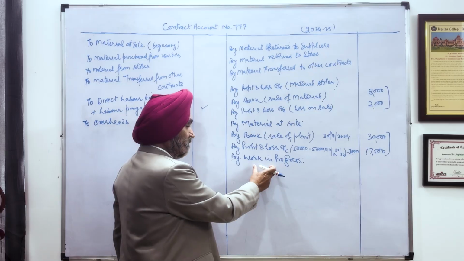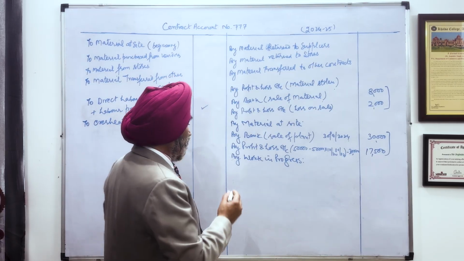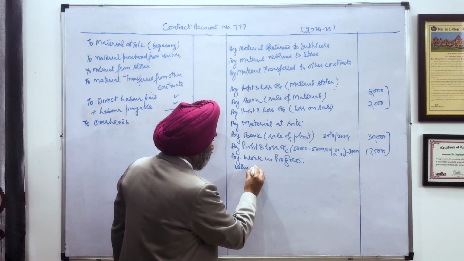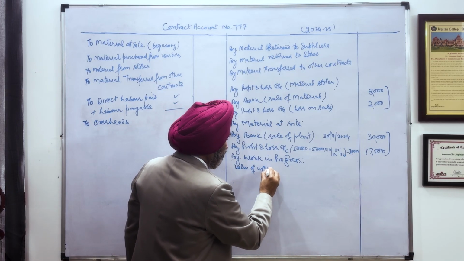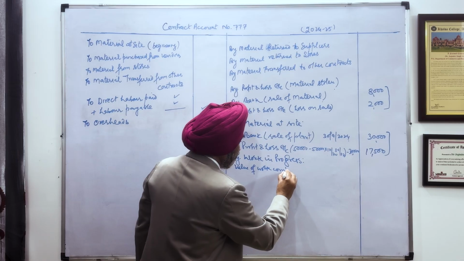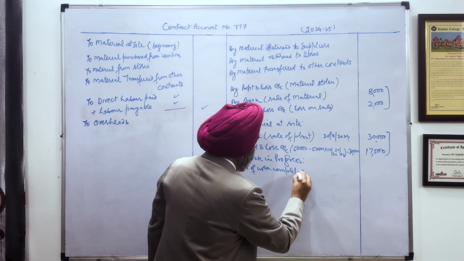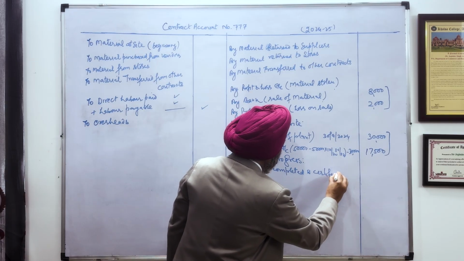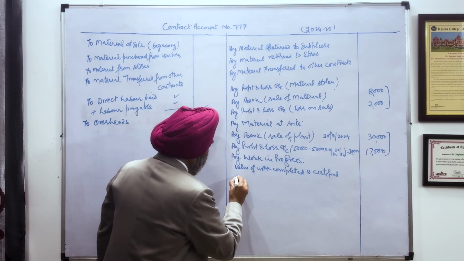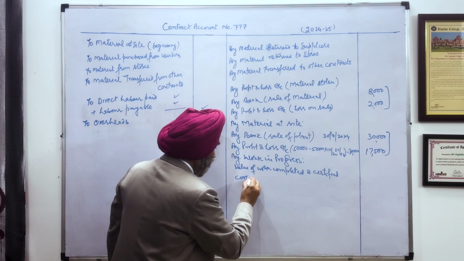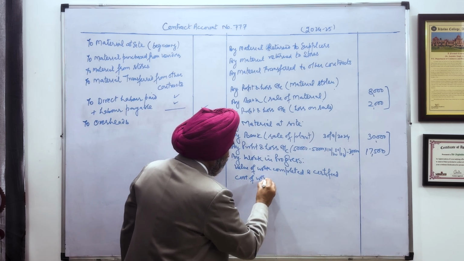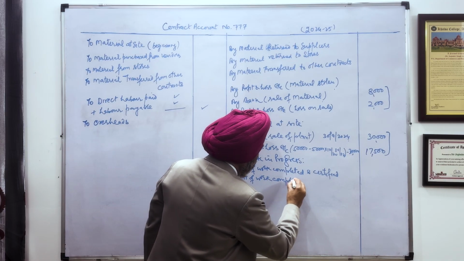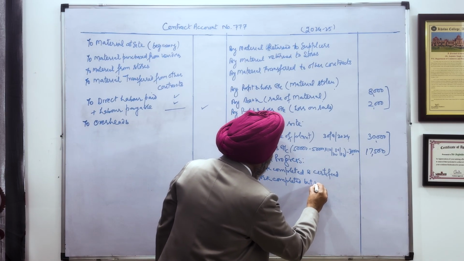Work in progress will constitute two things. One, value of work completed and certified, and second, cost of work completed but uncertified.